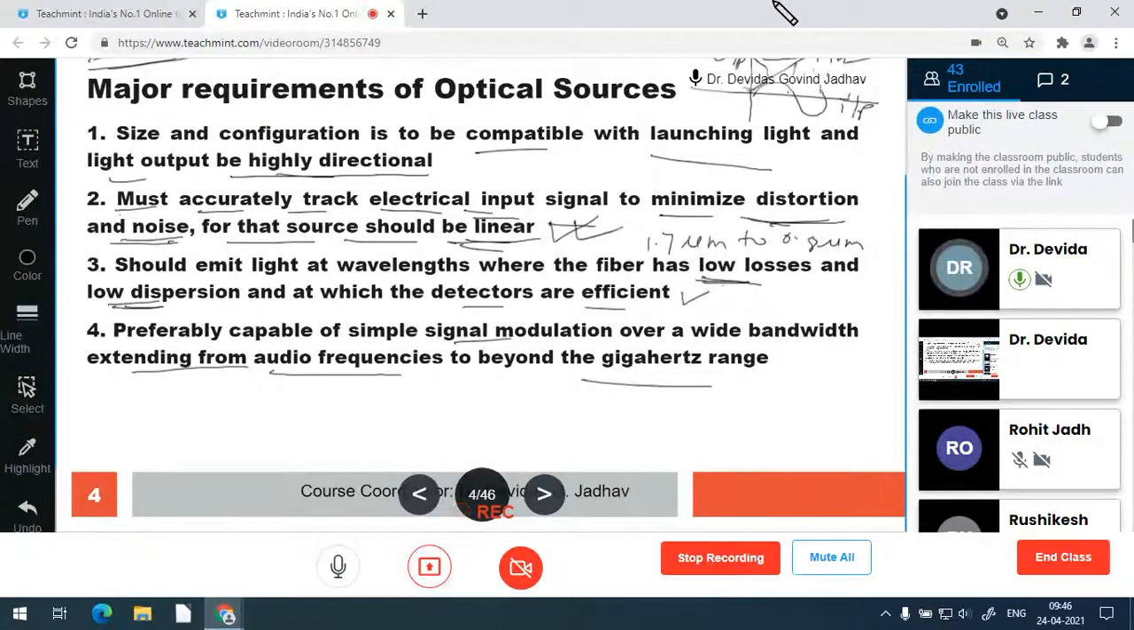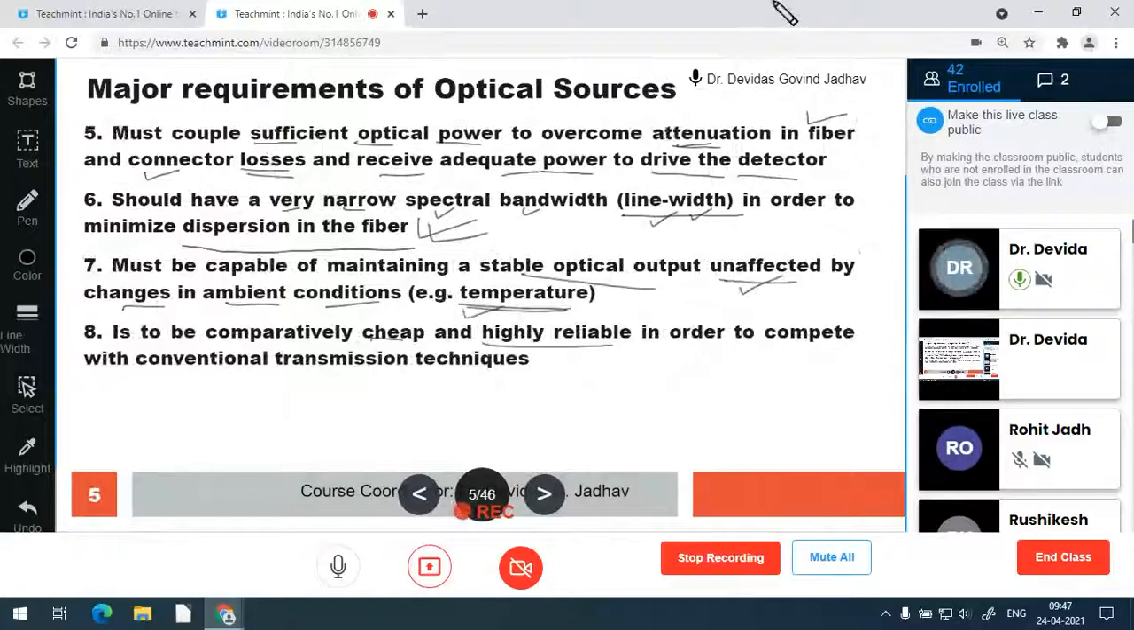It should emit light at wavelengths where the fiber has low losses. So within the optical communication window, it should emit with low dispersion, and the detector should have the same wavelength. Whatever detector is connected, the source should match it. It should preferably have simple signal modulation for signals of all bandwidths from audio to gigahertz. It must couple sufficient optical power so that the minimum required power reaches the detector, and the launched power will overcome the attenuation due to the fiber and the connector losses.